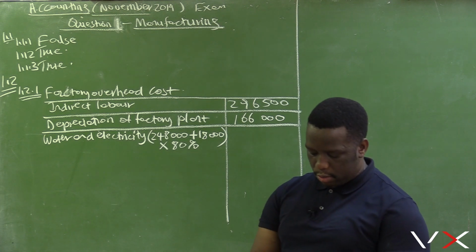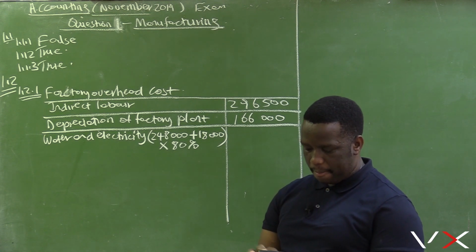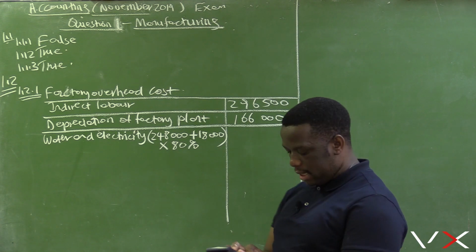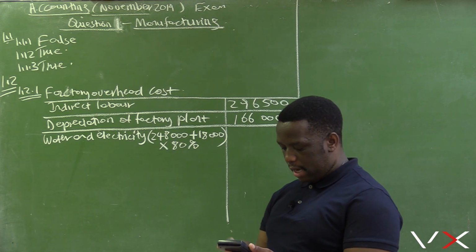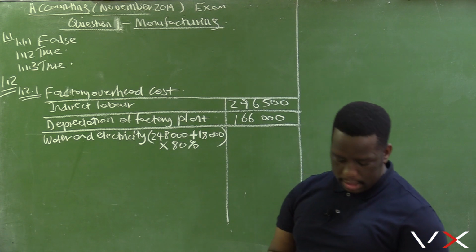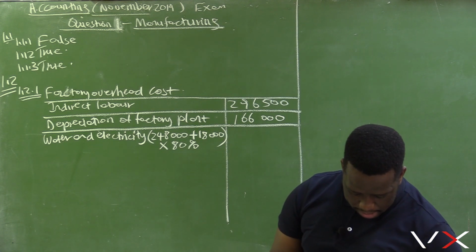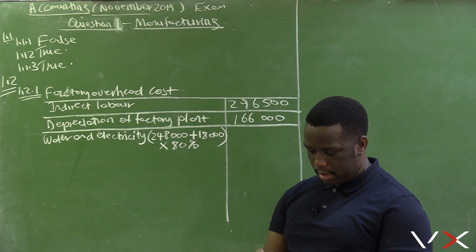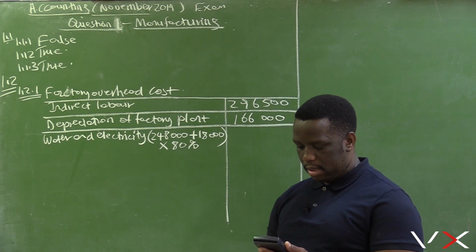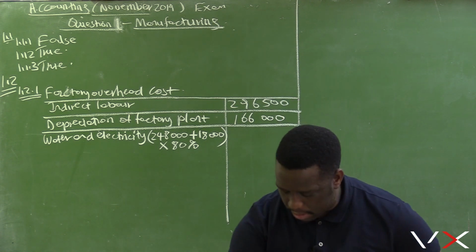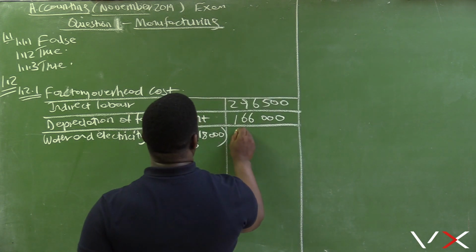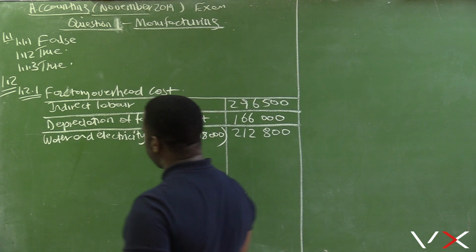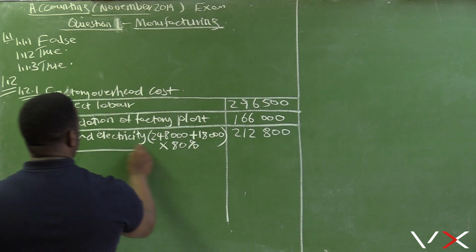Let us verify the amount again. Water and electricity is 248,000, plus 18,000, which gives us 266,000. Then 80% is allocated to the factory, multiplied by 0.8. That is 212,800. So water and electricity is 212,800.